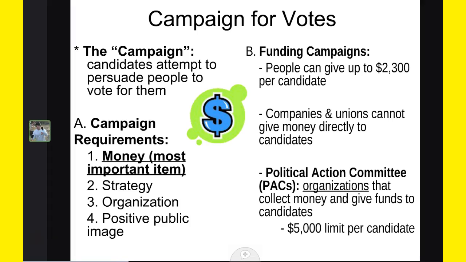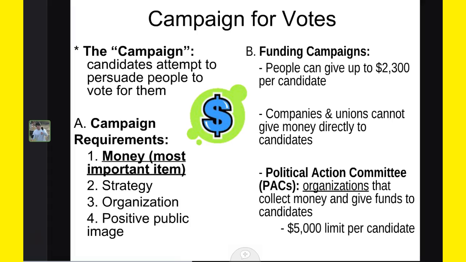But the most important campaign requirement in 2009 has got to be money. In order to get good organization, in order to get media exposure, in order to have a brilliant strategy and have smart people working for you, you have to pay for it. And money is a very controversial topic in politics.